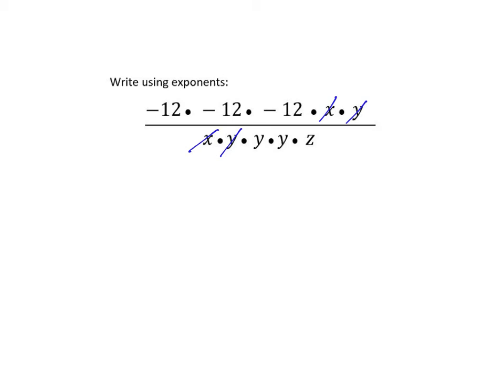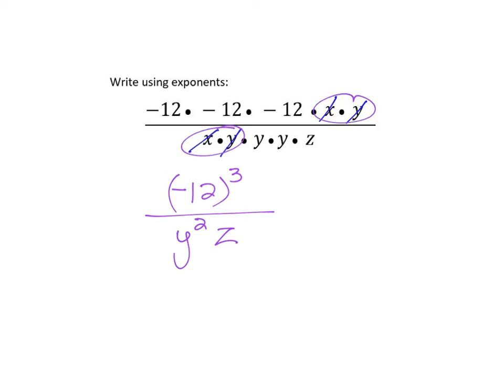Now I'm going to write it using exponents. So negative 12 in parentheses, because remember each one is negative, so that's why it has to stay in that little package, cubed in the numerator. And then the denominator, we have y squared z. Remember, we eliminated these two pairs because that's like multiplying times 1 over 1. It doesn't change the value.